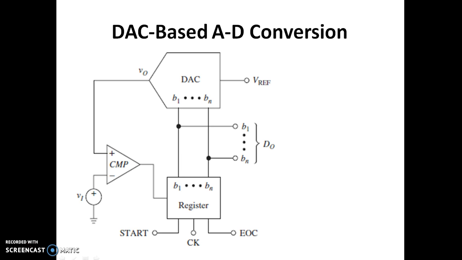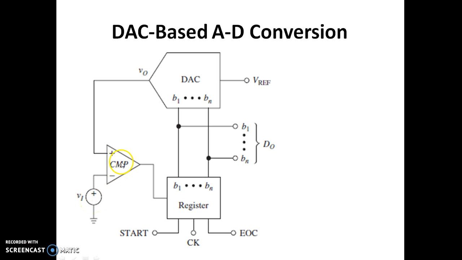This is the block diagram representation of a DAC based ADC. As we can see here, there is a DAC, and a register which is acting like a counter, and we have a start of conversion to start the conversion process, and an end of conversion pin which indicates the conversion is done, and B1 to Bn as the output of the ADC. We need a reference voltage for this DAC, that is V reference, and the output voltage of the DAC is compared in a comparator with respect to the input voltage.